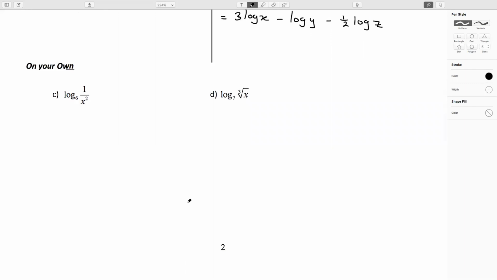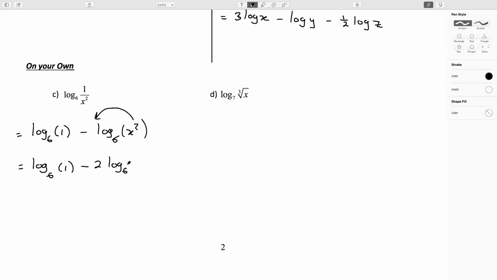Log base 6 of 1 over x squared. Now, the x squared is in the denominator, so it's going to be subtracted. This equals log base 6 of 1 minus log base 6 of x squared. We can now take the 2 and move it out front. So this equals log base 6 of 1 minus 2 log base 6 of x.